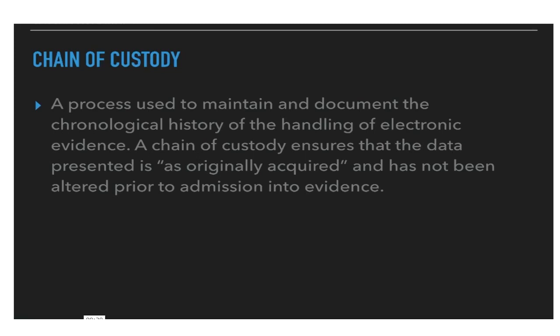So the last one is chain of custody. It's a very important thing that you have to be aware of when doing a digital forensic role, right? Chain of custody is a process used to maintain and document the chronological history of handling of electronic devices, and it ensures that the data presented is originally acquired and has not been altered prior to admission into it. So basically, as I told you earlier, we have to make an evidence document and keep it in order, right?